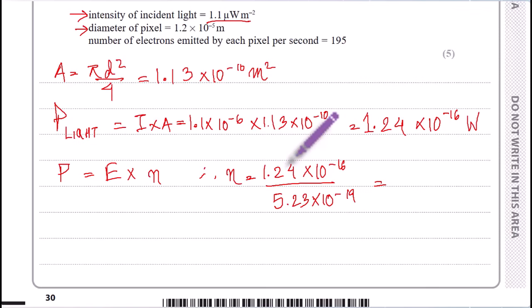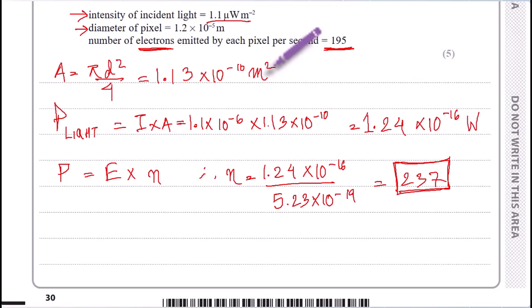1.24 times 10 to the power minus 16 divided by 5.23 times 10 to the power minus 19. This is 237. So I have 237 photons arriving every second. But out of these 237 photons, only 195 electrons are being emitted.